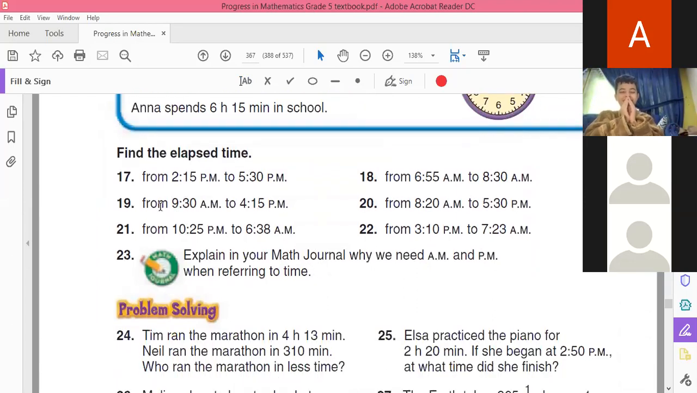Yeah. Same like this here. Find the elapsed time from 2. Teacher, why is Ahmed laughing? I don't know.